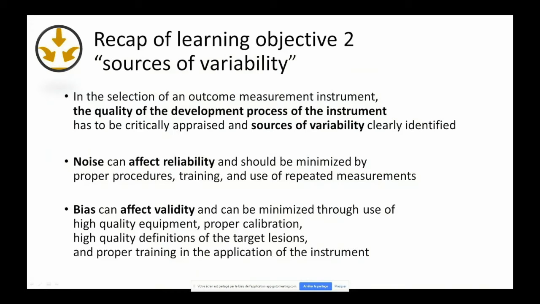We have to remember that noise can affect the reliability and should be minimized by proper procedures, training, and use of repeated measurements. And also what is really important is the bias that can affect the validity and should be minimized through use of high quality equipment, proper calibration, a better and good definition of the target lesions, and proper training in the application of the instruments.